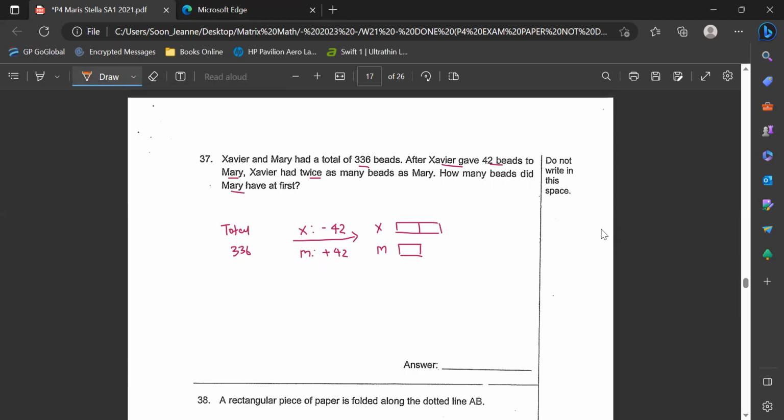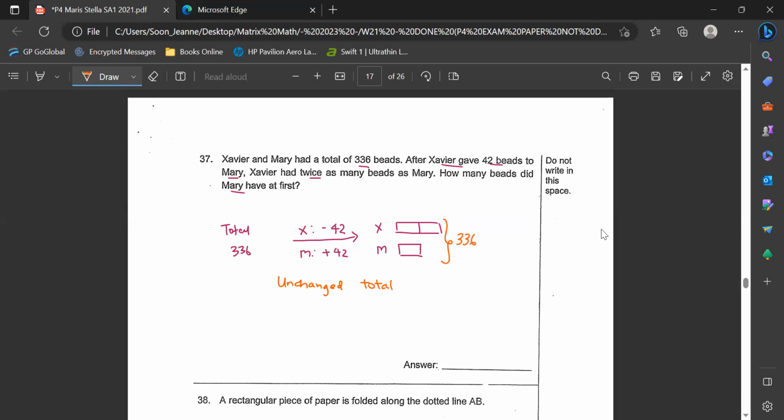They didn't give away any beads to anyone else. They only redistribute the total of 336 among themselves. So this is actually a question regarding unchanged total, because none of the beads were lost, none of the beads were given away to other people. So the total after is still 336.